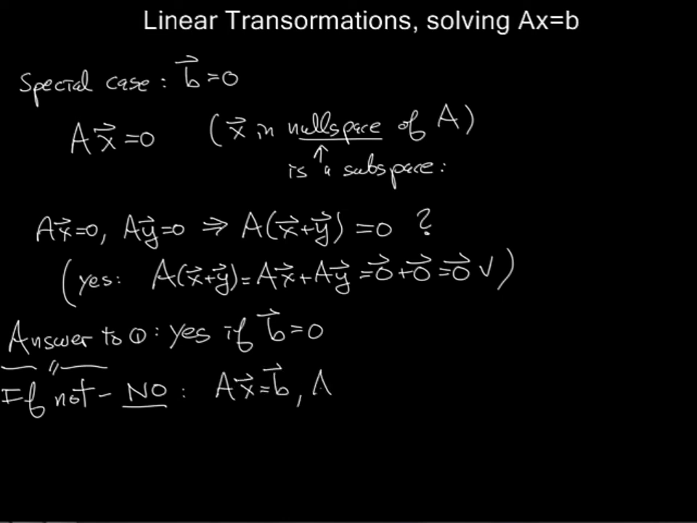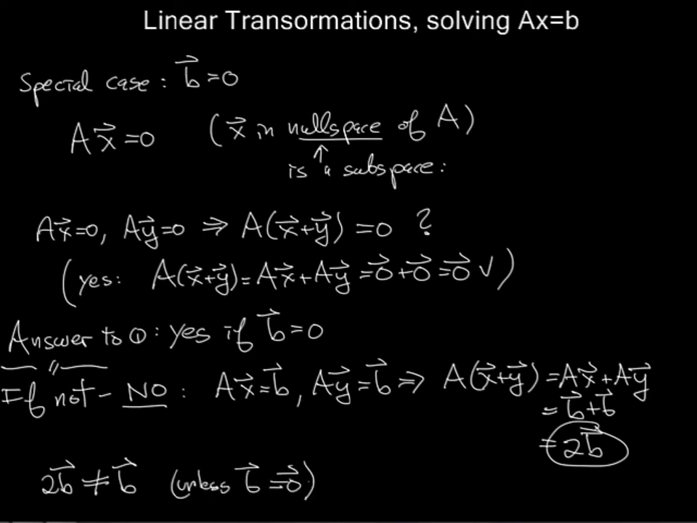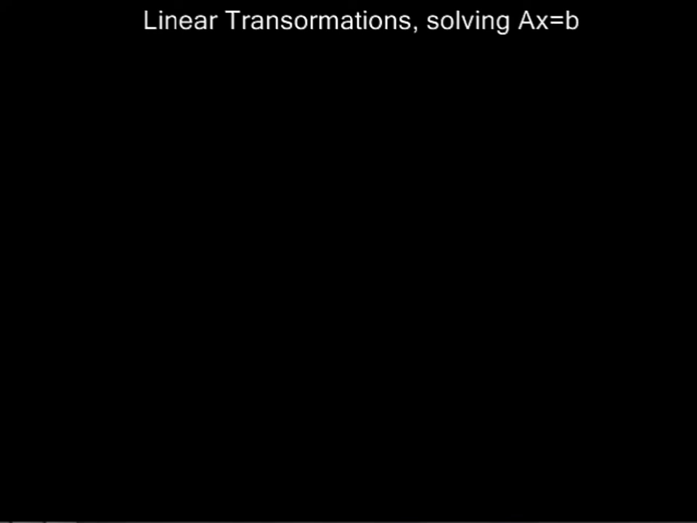If b is not equal to 0, the answer is no. The solutions to Ax is equal to b is not a subspace, because if Ax is equal to b and Ay is equal to b, well, what's A(x plus y)? Well, it's Ax plus Ay, which is to say b plus b, which is to say 2b. And avoiding any jokes about 2b, 2b is not equal to b unless b is equal to 0. So this is not a subspace.